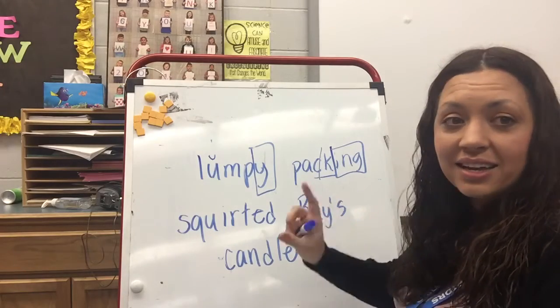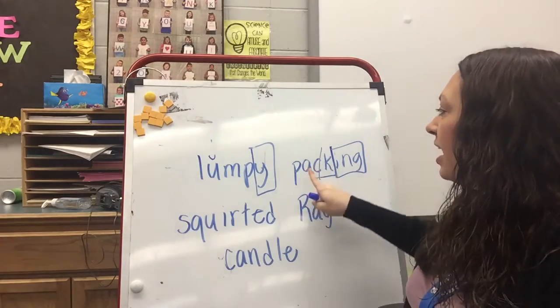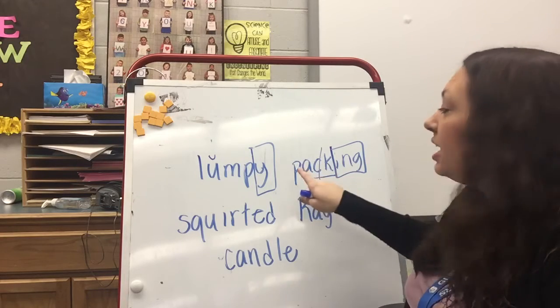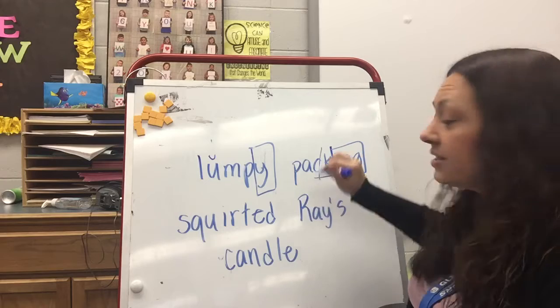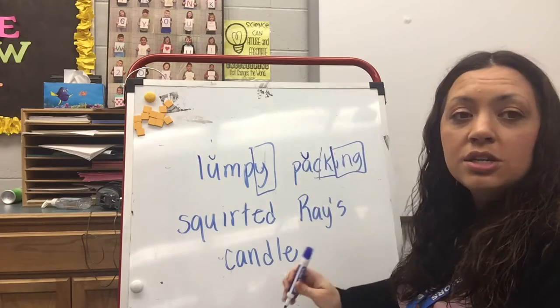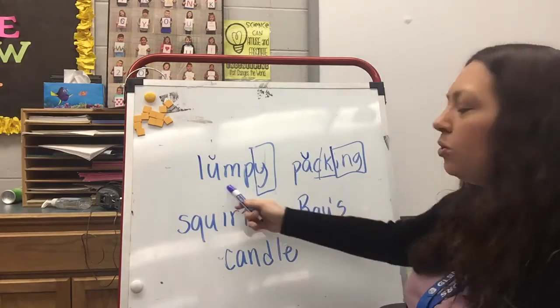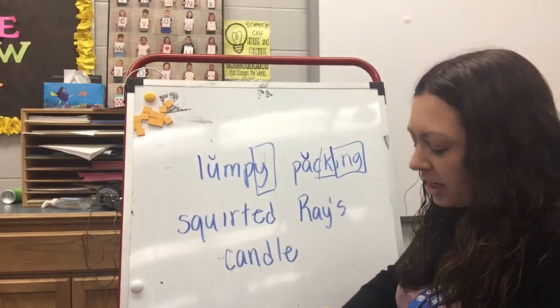It doesn't say k, k. It makes one sound. And then I've got an A in front of CK. Well, I know that any vowel that's in front of CK is going to be short. So, packing. So, lumpy, packing. Very good.